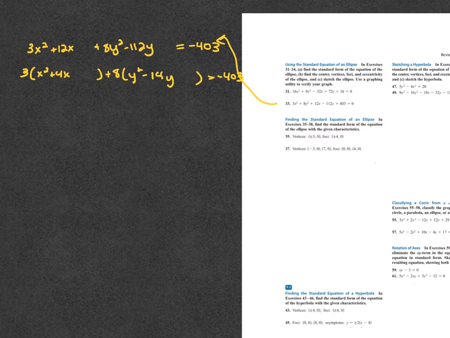So on the 4, I divide by 2. That's 2 squared. It's 4. I'm going to add 4 on the inside and add 12 to the outside. I take the 14, divide it by 2. That's 7. 7 squared is 49. Add 49 in here and add 49 times 8, 392, to the outside. So I get 3 times (x plus 2) squared plus 8 times (y minus 7) squared equals negative 403 plus 12 plus 392, which is positive 1.